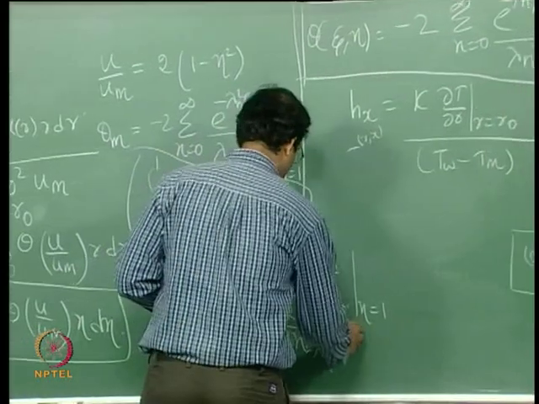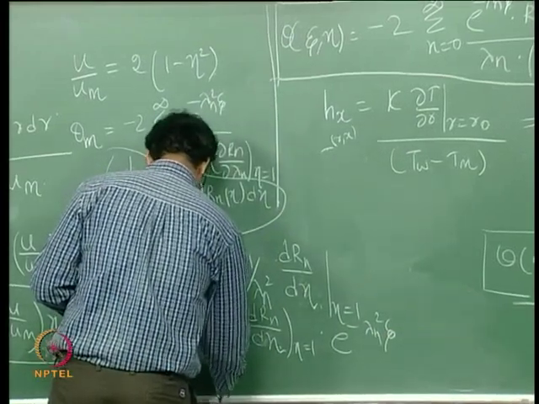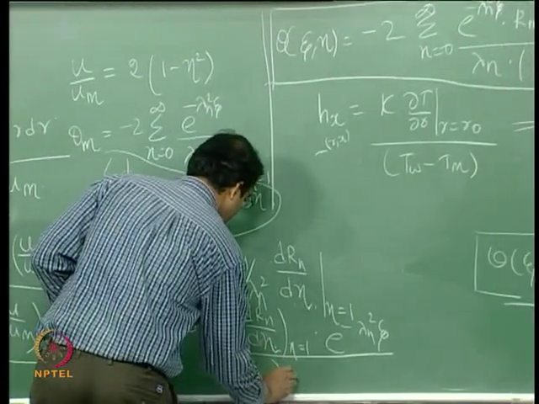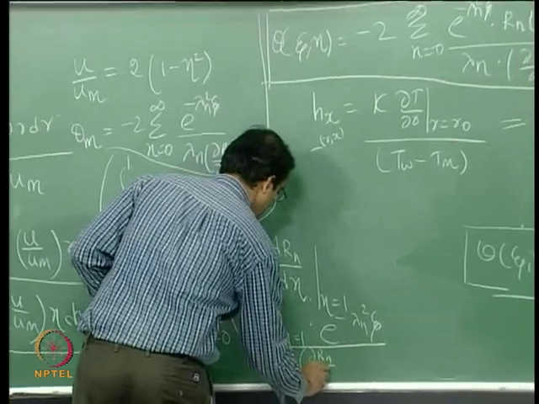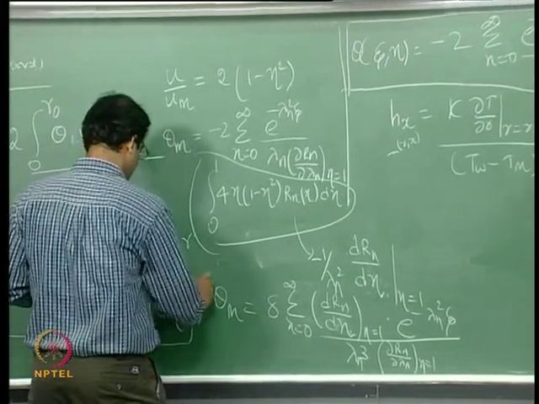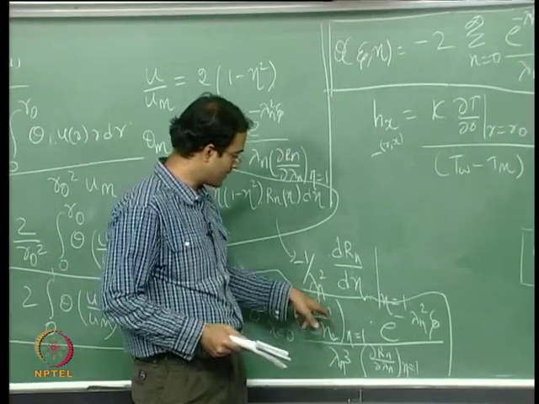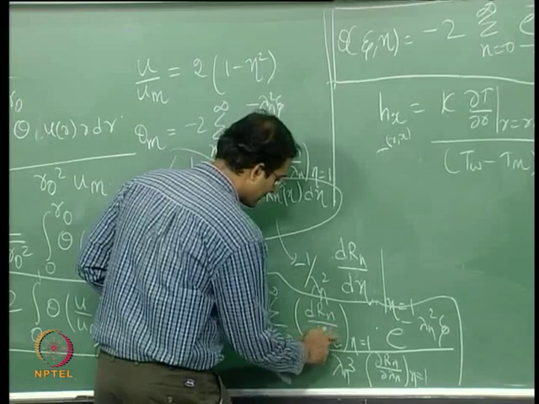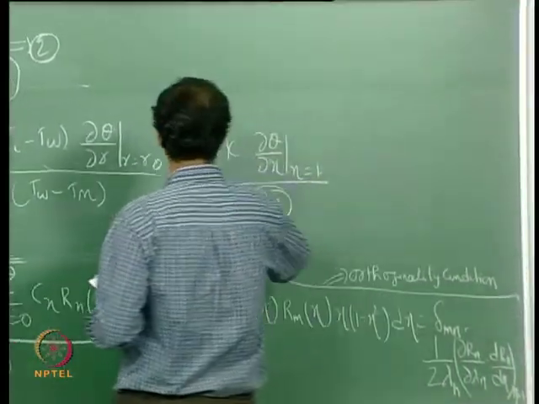So this is one of the terms, multiplied by e power minus lambda n square zeta and divided by lambda n square here and there is a lambda n here, so this becomes lambda n cube into, already you have a term drn by d lambda n, so this becomes drn by d lambda n corresponding to eta equal to 1. So this is your expression for theta m. So now you have a closed form expression for theta m as a function of the eigenvalue and the derivative of the eigenfunction, both the derivative with respect to eta as well as with respect to lambda. So now we need to still find d theta by d eta at eta equal to 1.